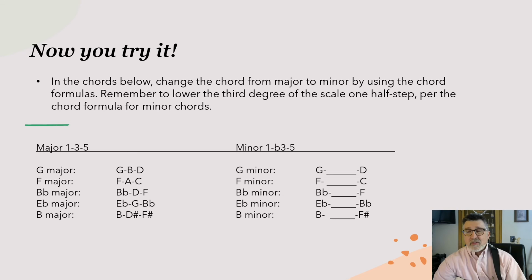If you're going to flatten the third degree of the scale, G, A, B would be the third. So you have to lower that one with a flat. So that would become G, B flat, D.